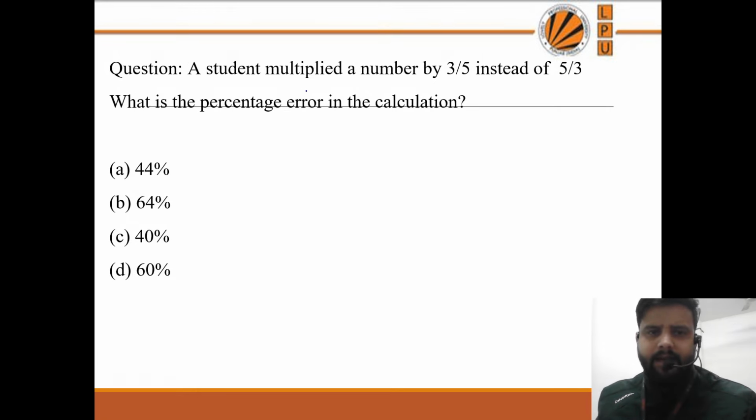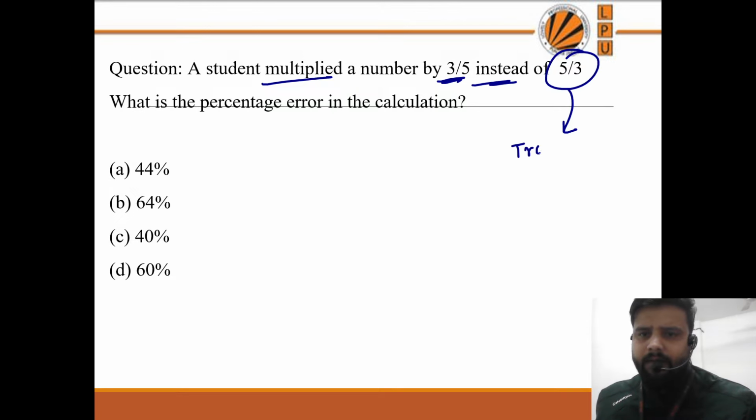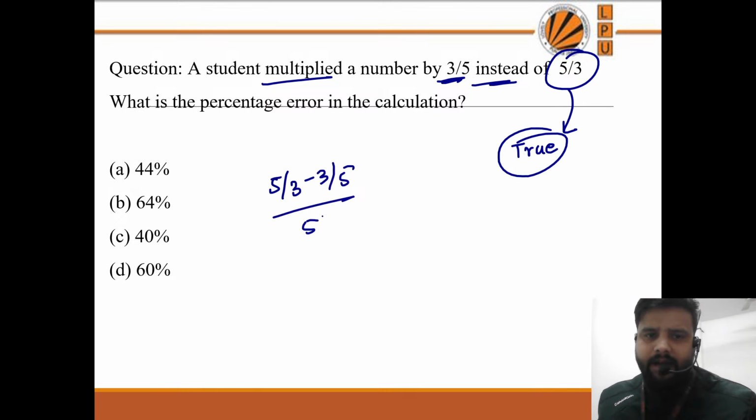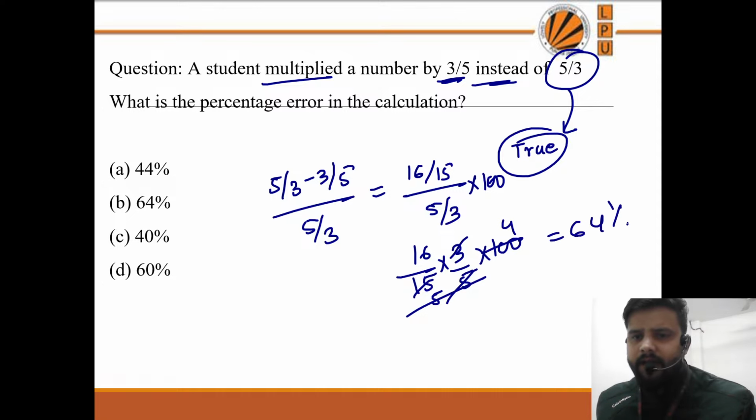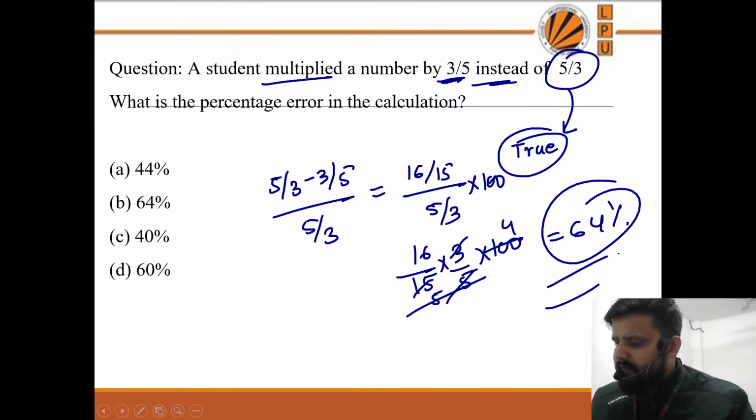Here in the first question, I am doing it faster. A number multiplied by 3 by 5 instead of 5 by 3. It means ideally it should be multiplied by 5 by 3. So it is true value. Done. So here the 5 by 3 minus 3 by 5 divided by 5 by 3. So it will give you 25 minus 9, 16 by 15 divided by 5 by 3. So when you solve it for percentage, it is 16 by 15 into 3 by 5 into 100. So 3 5 times, so 25 4 times, it is giving you 64%. I don't think so there is any confusion in this.